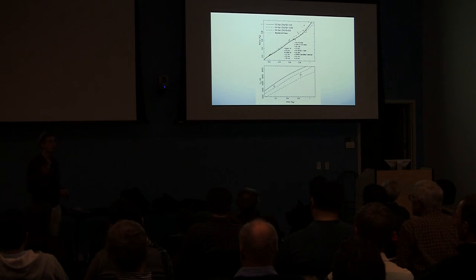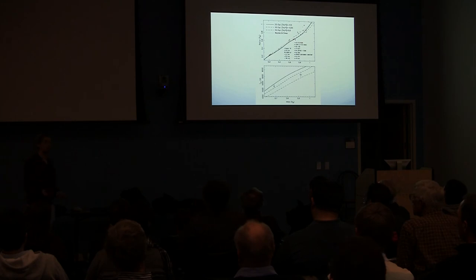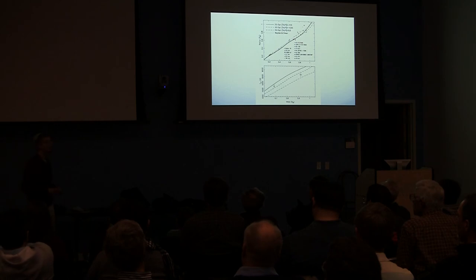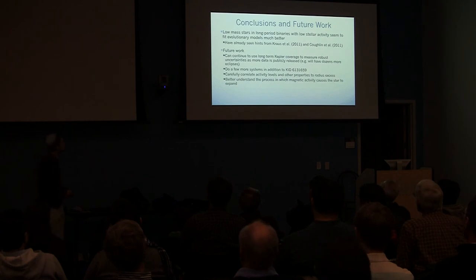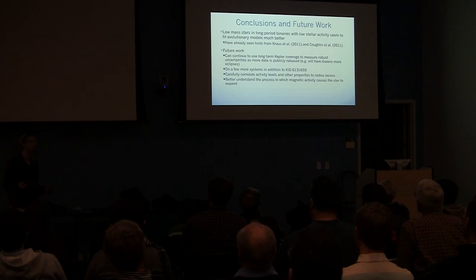Basically, we showed that, yes, our prediction was that if you find binaries that are far away from each other, they're going to fit a model. We found this binary, they're far away from each other, and it fits the model. So our conclusion is that what's going on with this discrepancy seems to be that low-mass stars that are close together have something weird about them. And that's why we have problems.